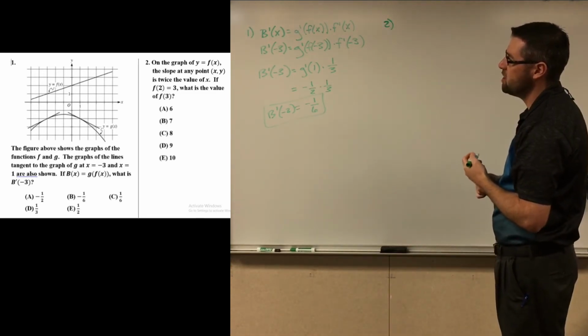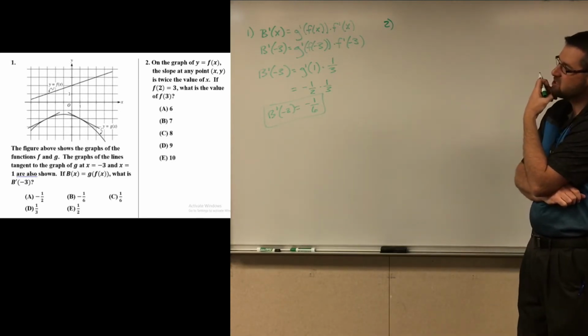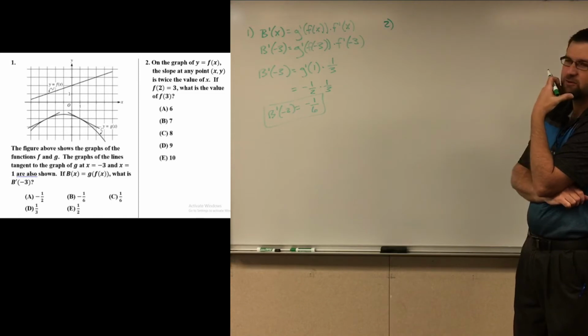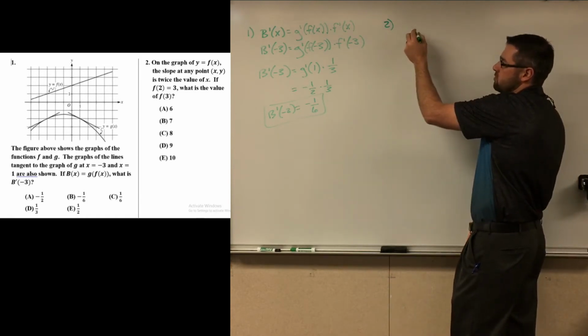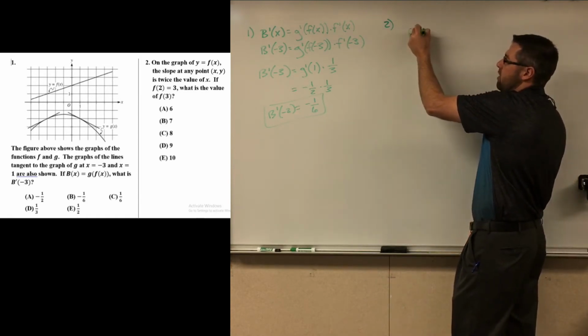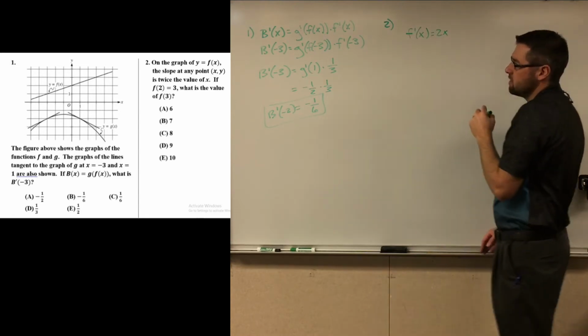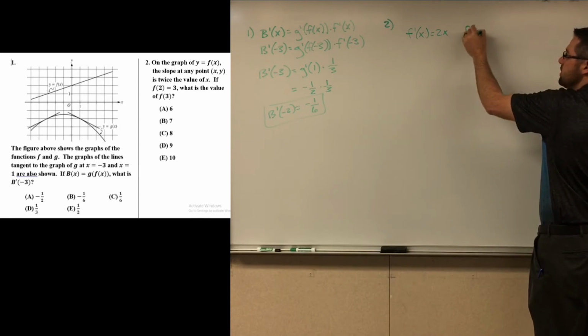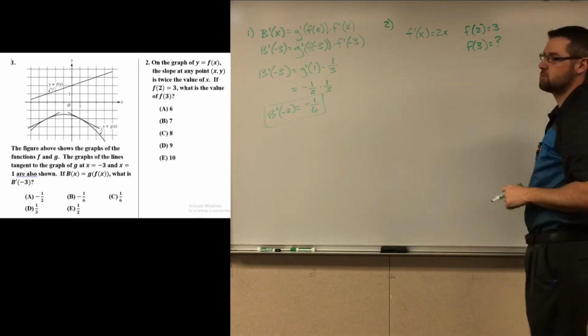Let's see. We know that the graph of f has a slope of twice the value of x. So what can I say based on that? If the graph has a slope that's equal to 2 times the value of x, we would say f prime equals 2x. What else did it give us? It said f of 2 equals 3. And it said find f of 3. What do we do?